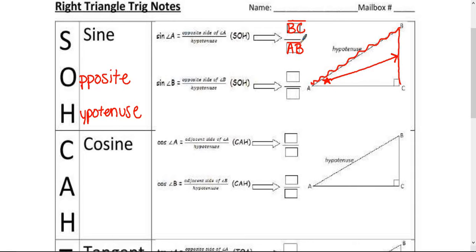Now, you'd use the same method even if you are using angle B right here. The opposite side to angle B is side AC. And then we still use our hypotenuse AB on the bottom. That does not change. So we still use this hypotenuse in both. All right, you're never going to do the sine or cosine or tangent of the 90-degree angle. It will only be the other two.